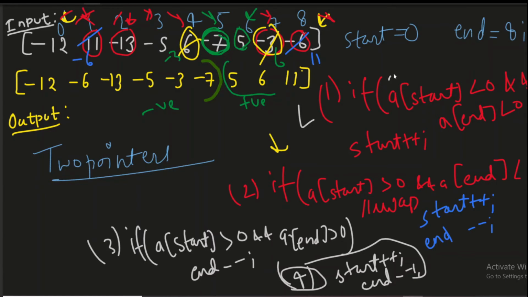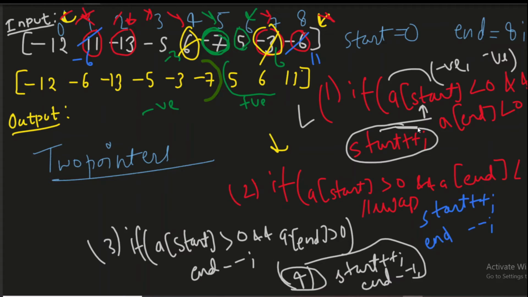If my array at start is less than 0 and array at end is less than 0, that means both are negative numbers, negative comma negative. This is the first case. In this case, I am simply doing start plus plus because in the very beginning, I want negative numbers and a negative number is already placed in the beginning. So I will just do start plus plus to move on to the next element to check whether it is negative or positive.